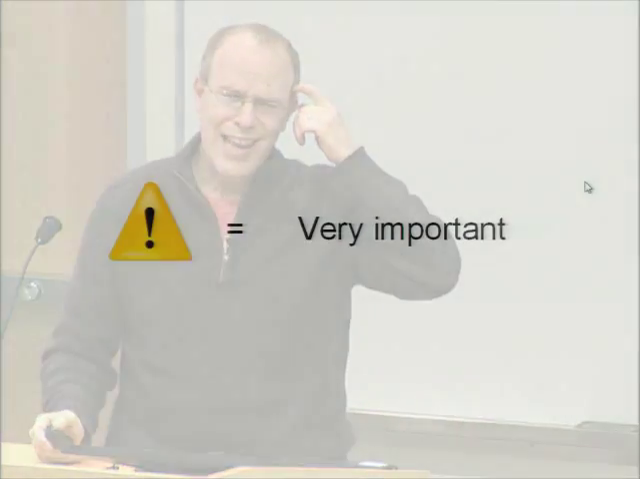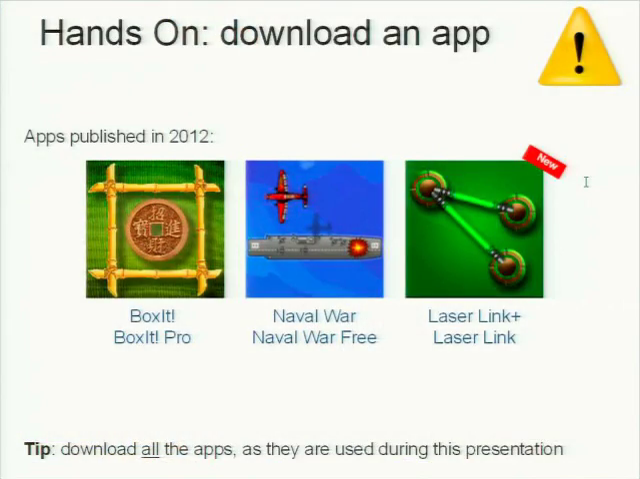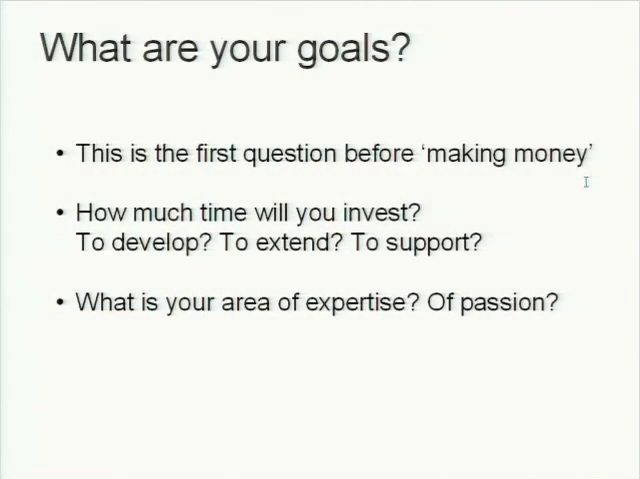with those apps. As I go through the slides, I marked some with this thing, 'very important'. So where you see that, really pay more attention, because these are some of the tips that have made more impact when monetizing the apps. In particular, if you have only a little bit of time, download these three. These are the most recent ones, and those are the most advanced examples of what I'm going to be talking about: Boxit, Navalwar, and LaserLink. And you'll see these techniques in all these apps.